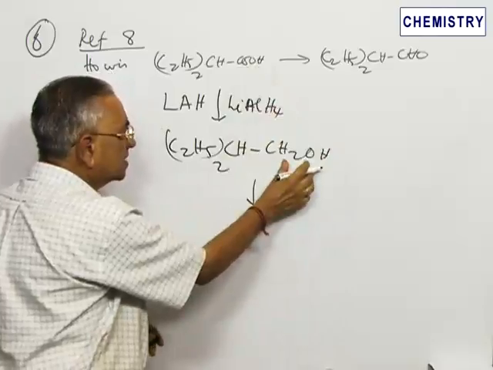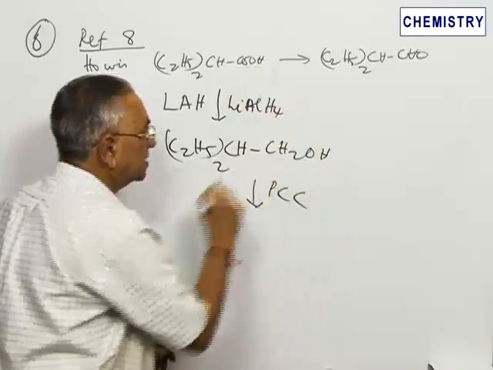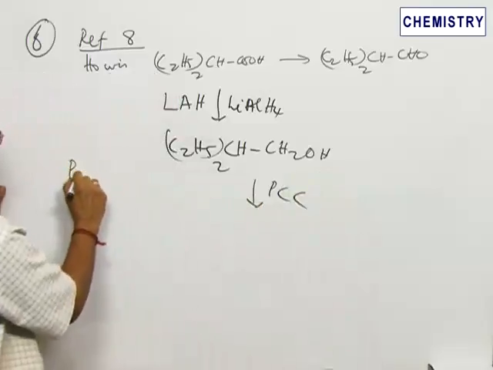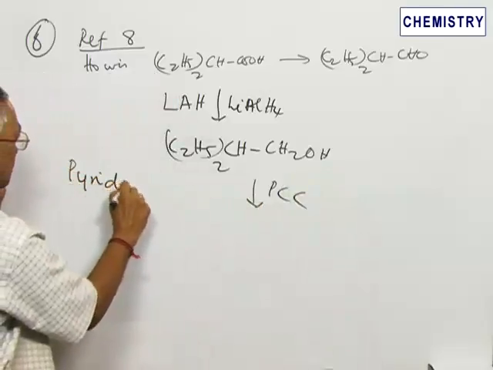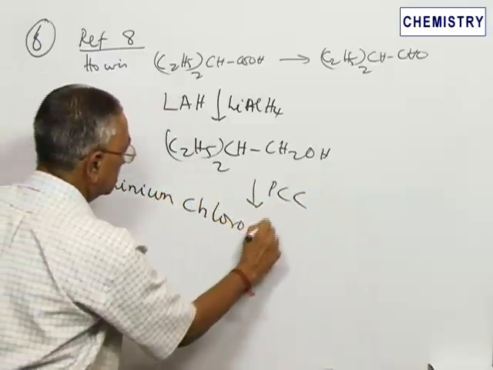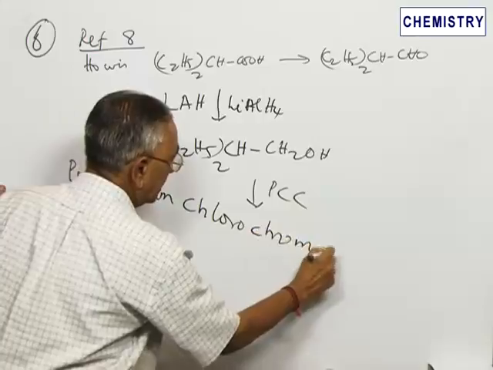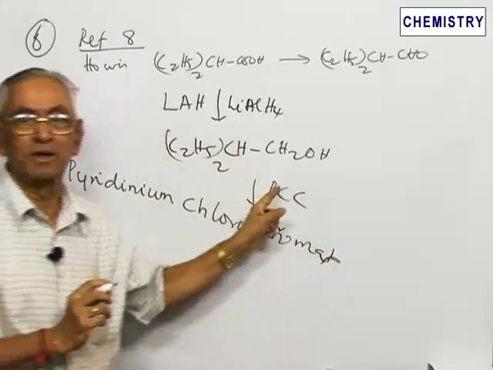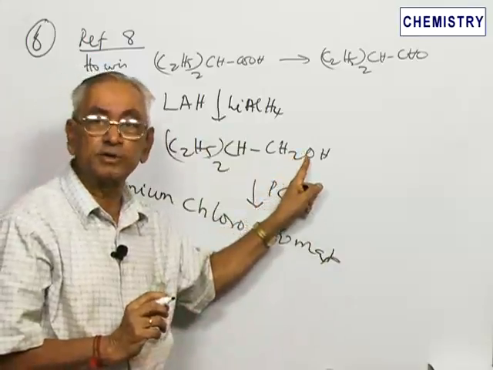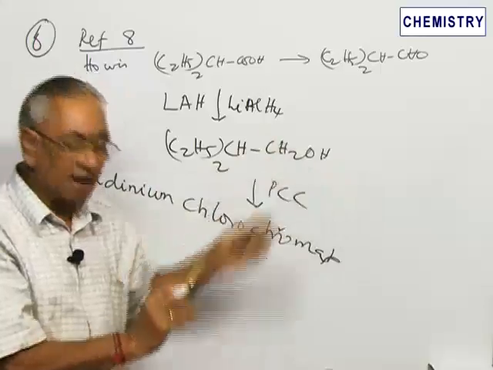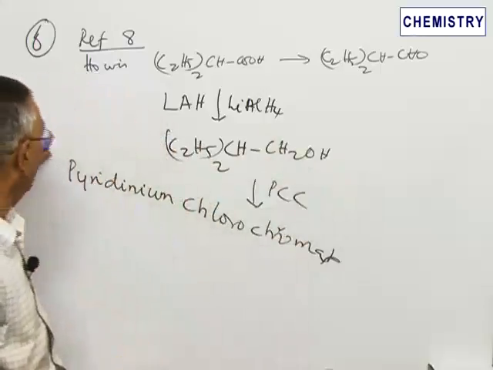Now, for oxidation of this alcohol to the aldehyde, there is a specific reagent which is known as, I will expand the name of this so that this can be noted down, pyridinium chlorochromate. This is a selective oxidizing agent. This is highly selective. Therefore, this oxidizes the CH2OH up to the CHO only. It doesn't go beyond the CHO stage.